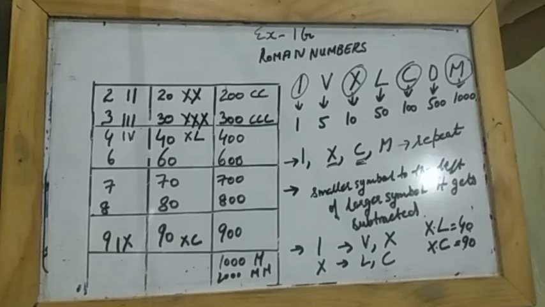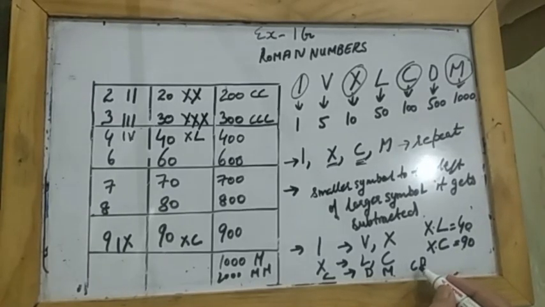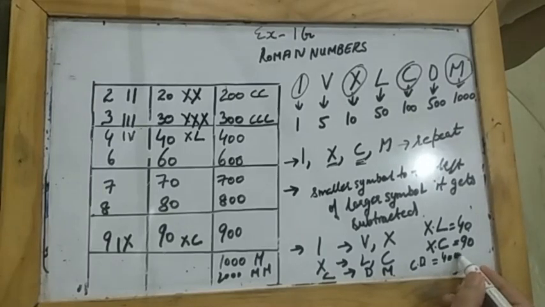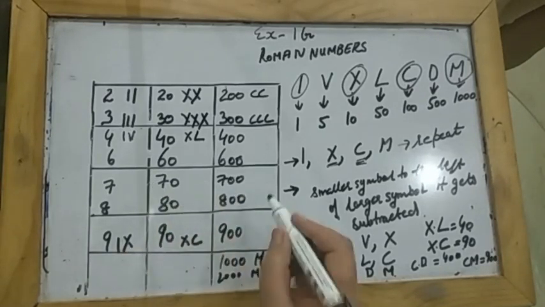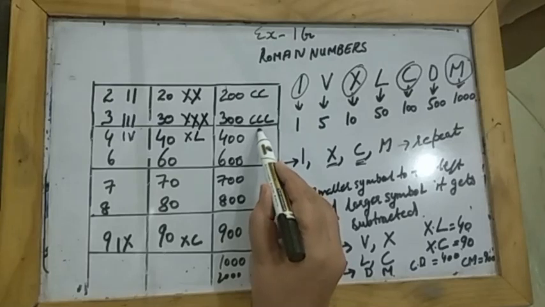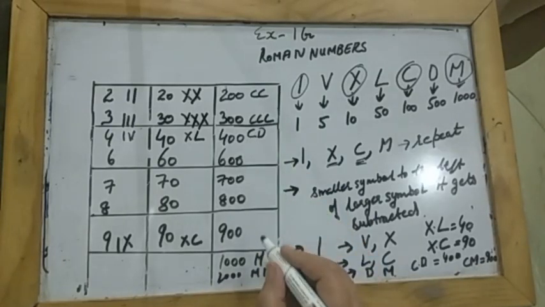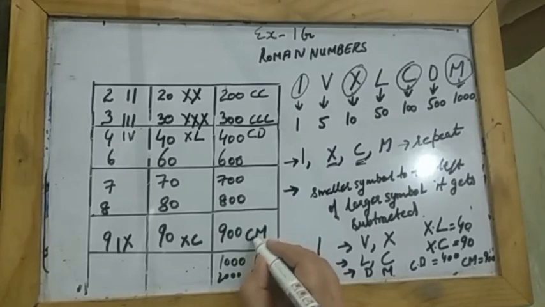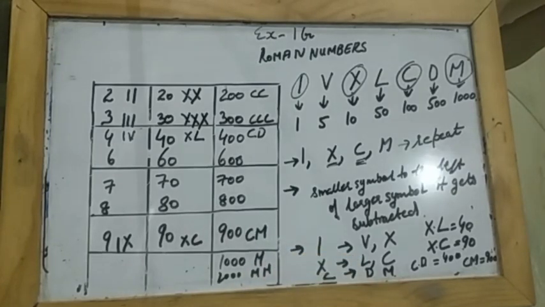Okay, so X can be subtracted from L and C, and C I can subtract from D and M. So to the back of D, if I write C, 500 minus 100, it becomes 400, and if I write C at the back of M, it becomes 900. 1000 minus C is 900. So this is how I write 400. 400 is 500 minus 100, and 900 is 1000 minus 100.